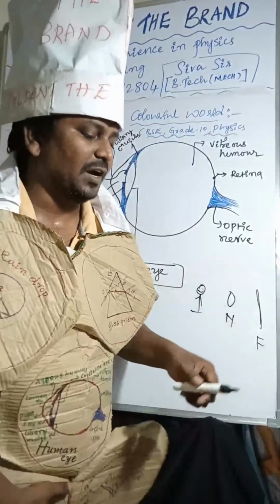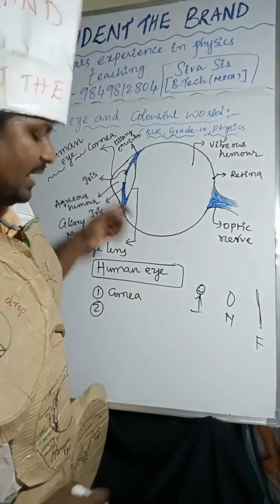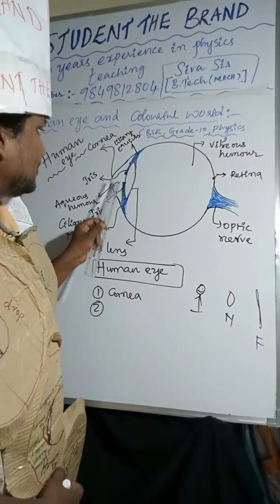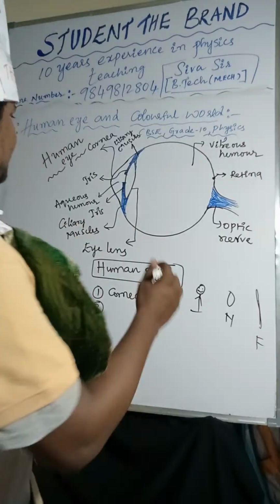Far distance object. And coming to the iris. So iris is the dark muscular diaphragm. So this is the iris. This portion and this portion is iris. This gap is called pupil.